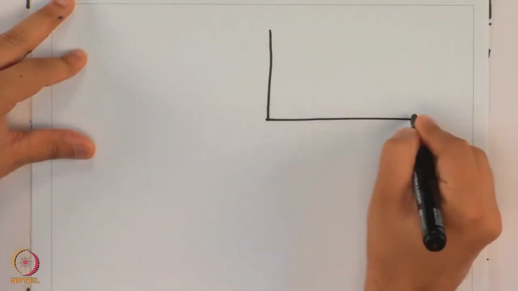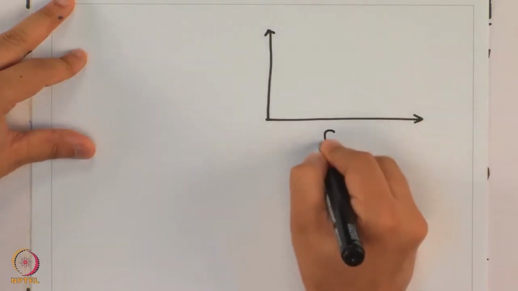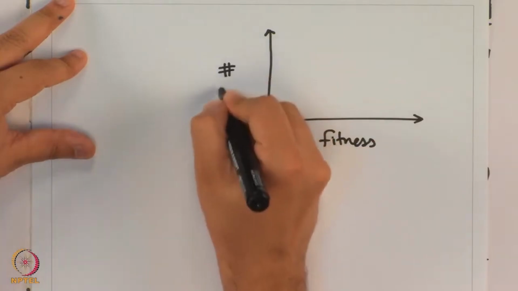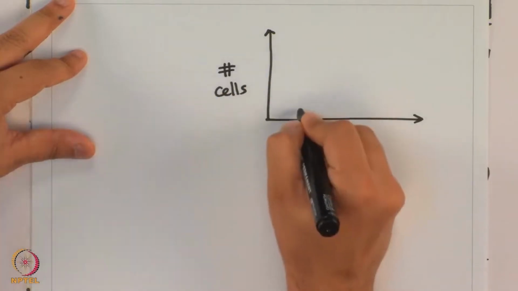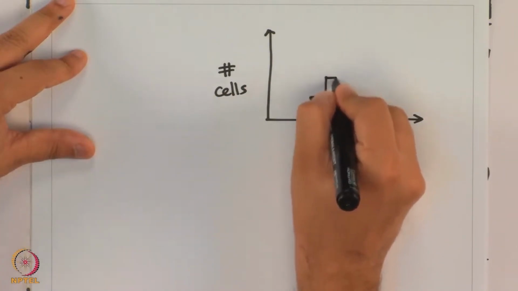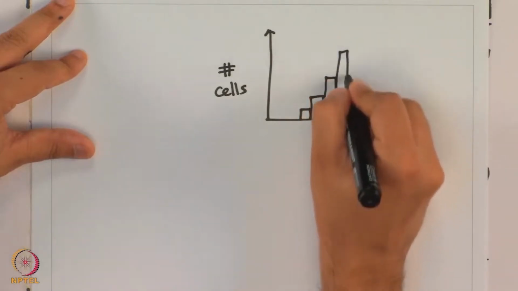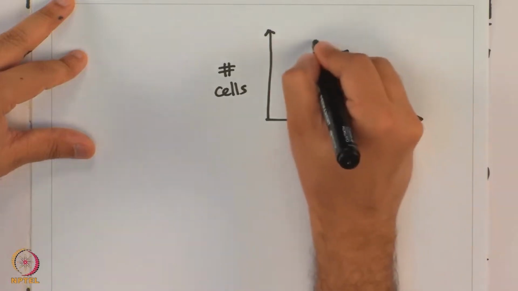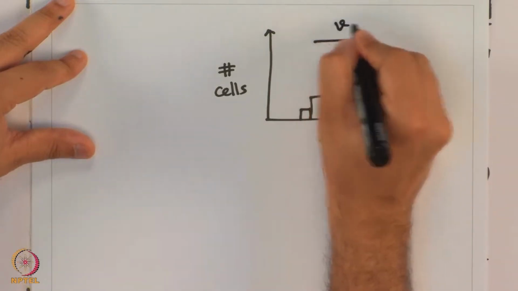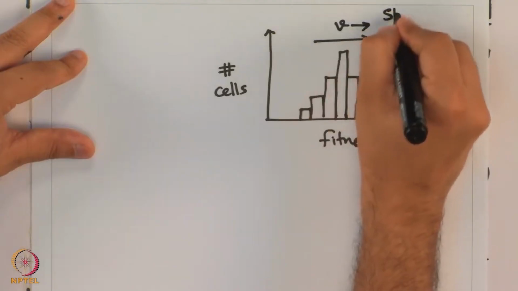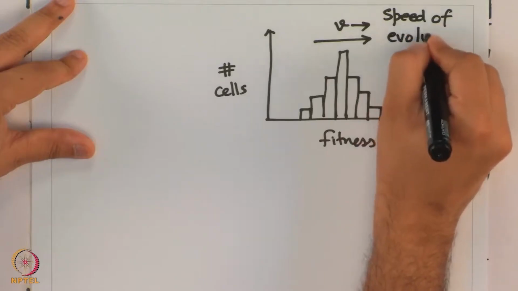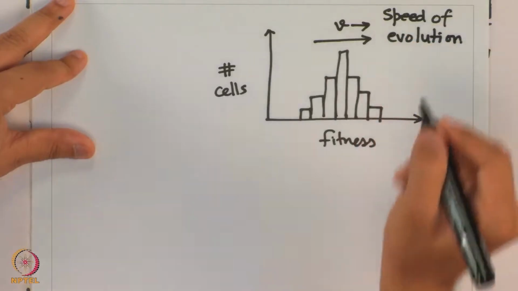Let us revisit our normal distribution. X axis represents fitness, y axis represents number of cells, and at any given point in time, once the steady state is established, let us assume that this is what the distribution looks like, and this is moving to the right at speed v, which is what we are referring to as the speed of evolution, the rate at which mean fitness increases with time.